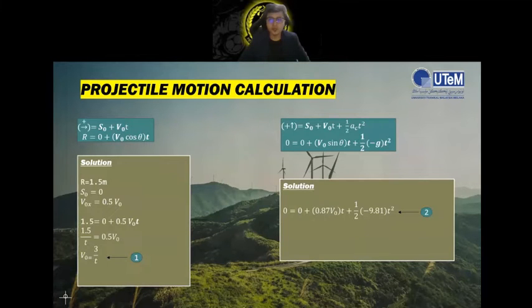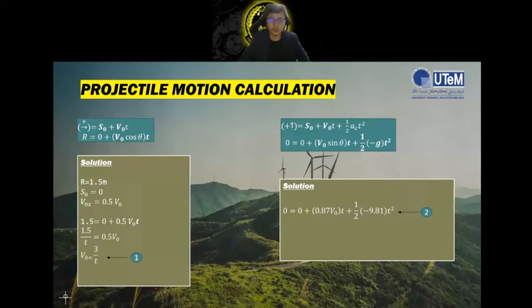The next calculation is to find the value of V0, which is the velocity, and the time taken. On the left side, for the horizontal axis, the most suitable formula is R equals S0 plus V0 multiplied by T. For the solution, we substitute R equals 1.5 meter, S0 equals 0, V0x equals 0.5 V0. And then we get the first equation, which is V0 equals 3 over T.